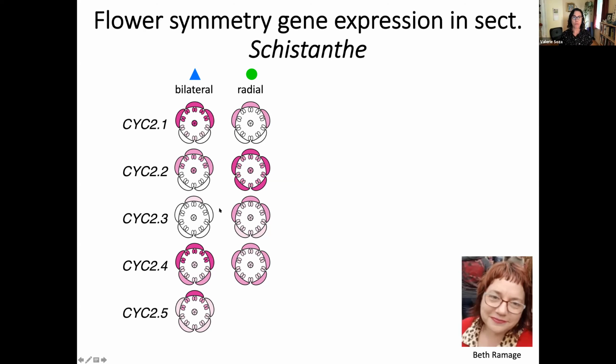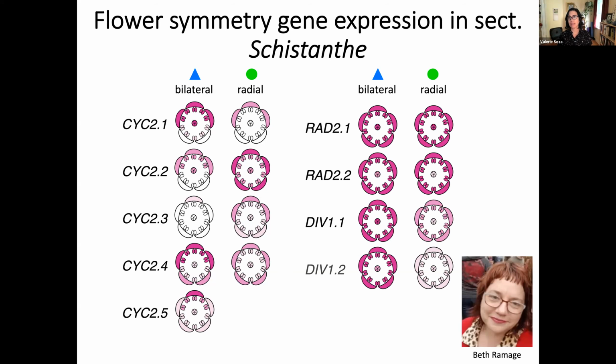But overall, we see again there are some conserved patterns that we saw in asterids, where we see more of an expansion of cycloidea across all of the petals, all of the stamens, and the pistil. And so this expansion or uniform expression across all these organs is associated with radial symmetry, as has been seen in other asterids. Where we start seeing differences in rhododendron is when we look at the copies of radialis and divaricata.